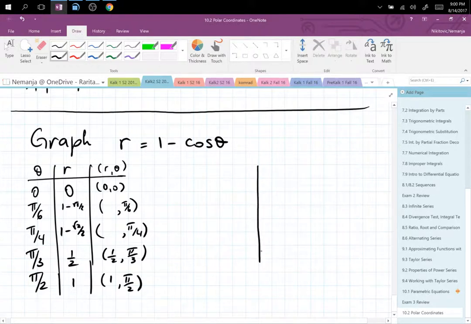As you graph this, let's say this is 1. You will get something that we call a cardioid.